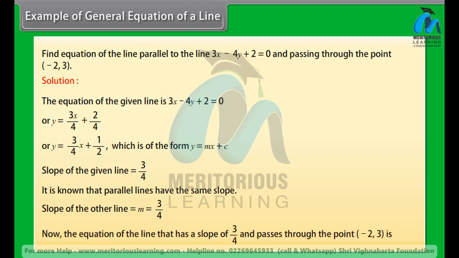Now the equation of the line that has a slope of 3 by 4 and passes through the point (-2, 3) is 3x - 4y + 18 = 0.